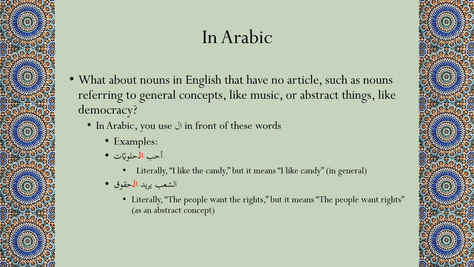Now, if you're talking about an abstract thing, like in this sentence, الشعب يريد الحقوق, literally that's the people want the rights. But the natural way you would say that in English is the people want rights. You're talking about rights as an abstract concept because rights aren't something that you can see or hear or smell. It's abstract. So in English, if you're talking about an abstract thing, that means you use no article. It's just the people want rights, not the people want the rights. But in Arabic, because this is an abstract concept, you do use the definite article. You do say al-huquq with the alif lam.